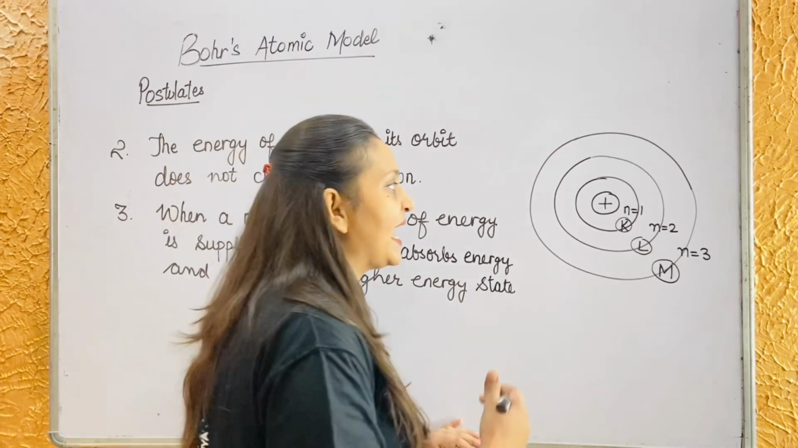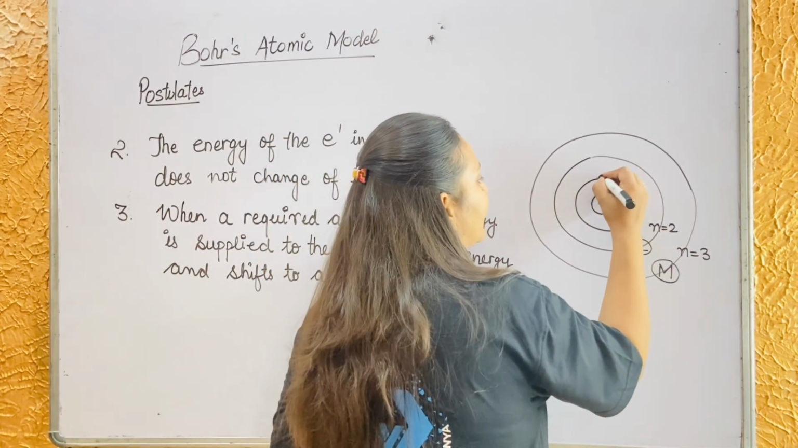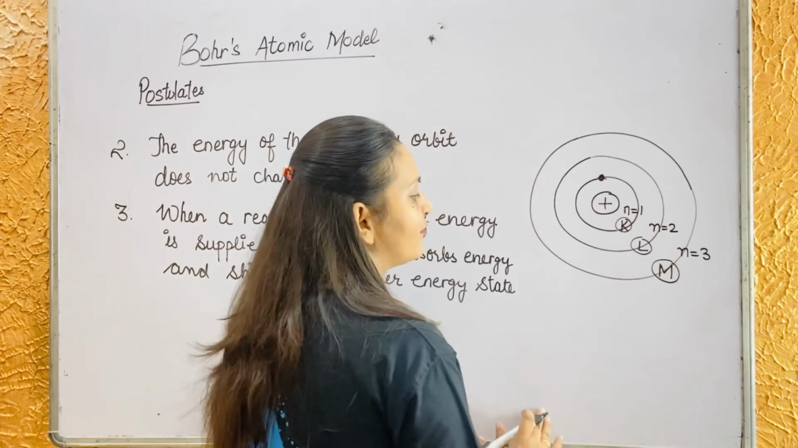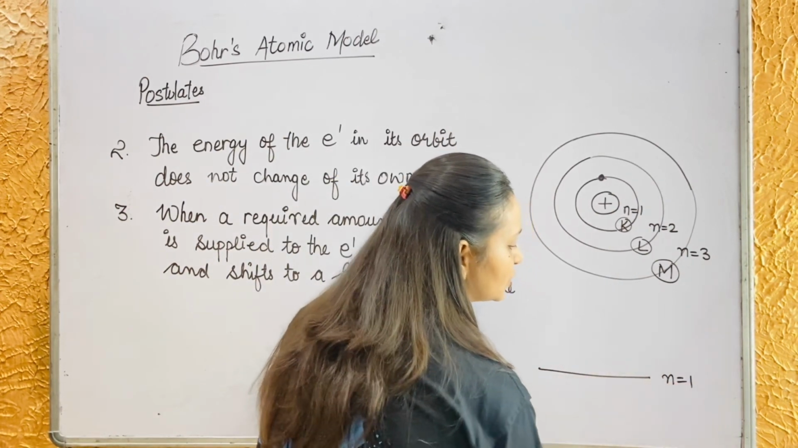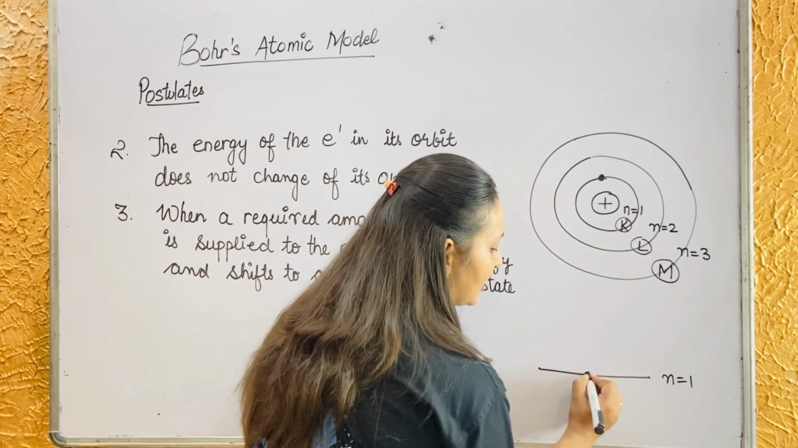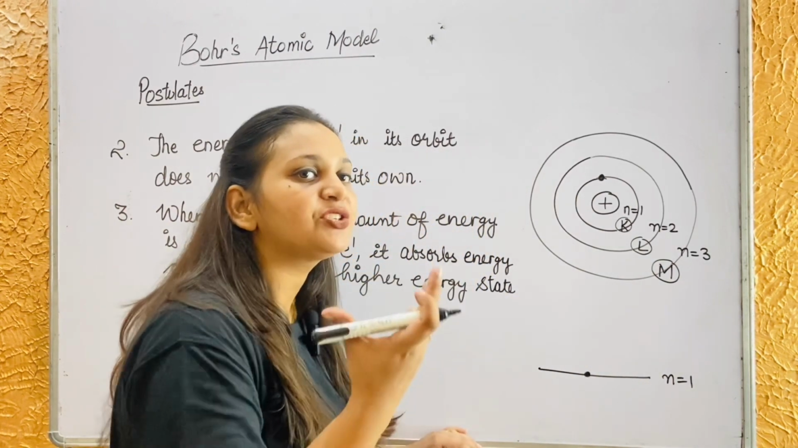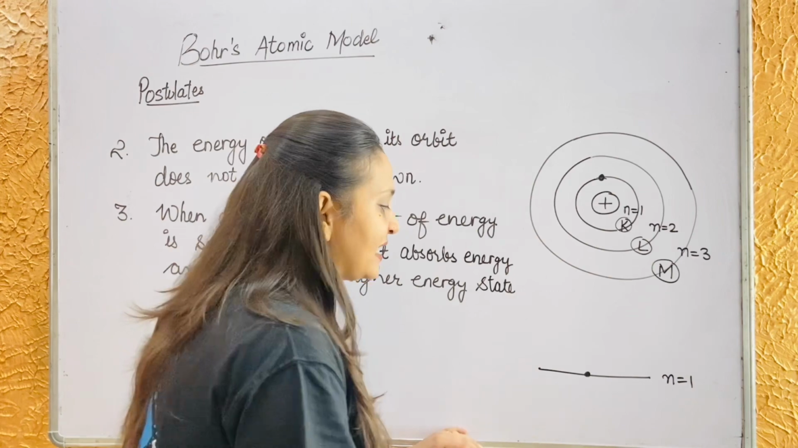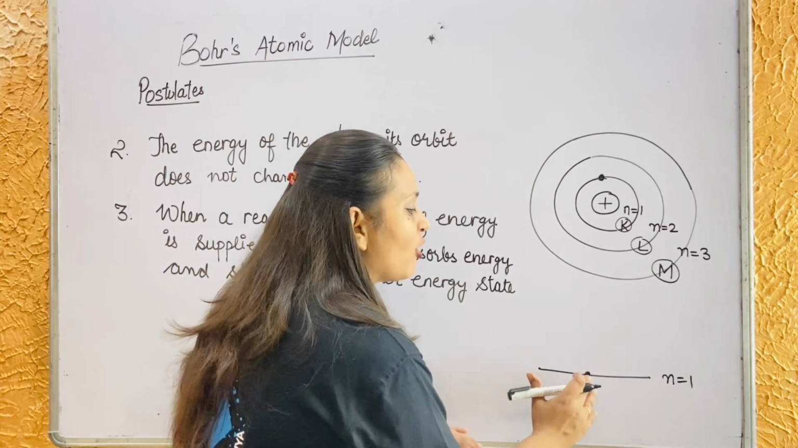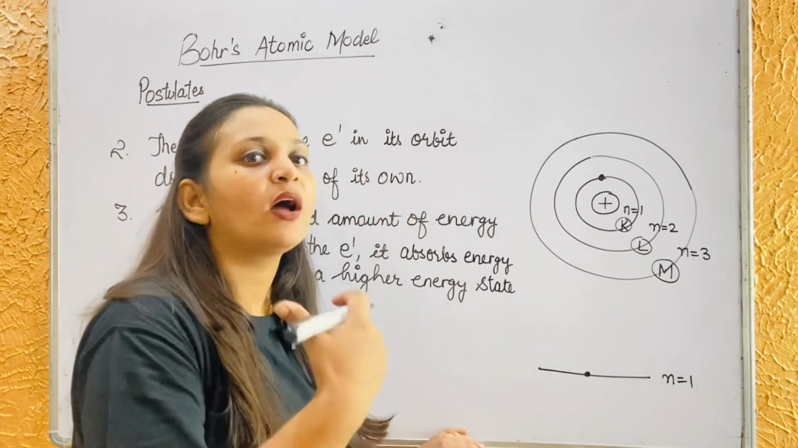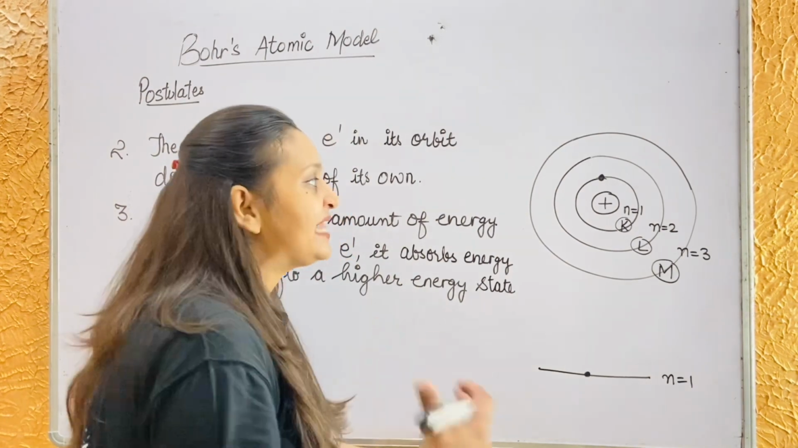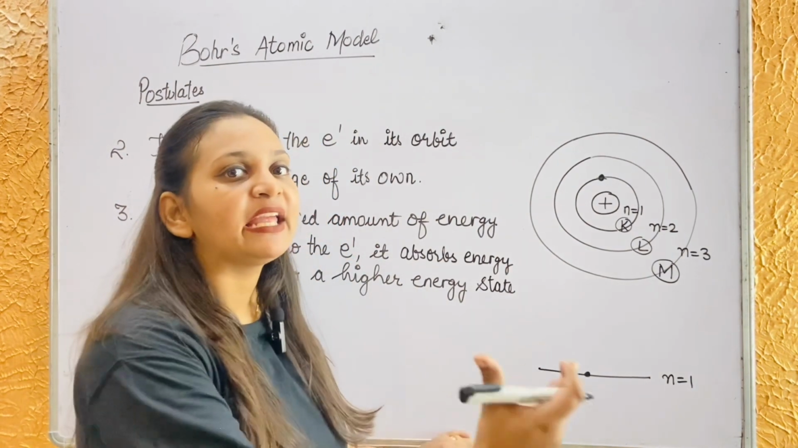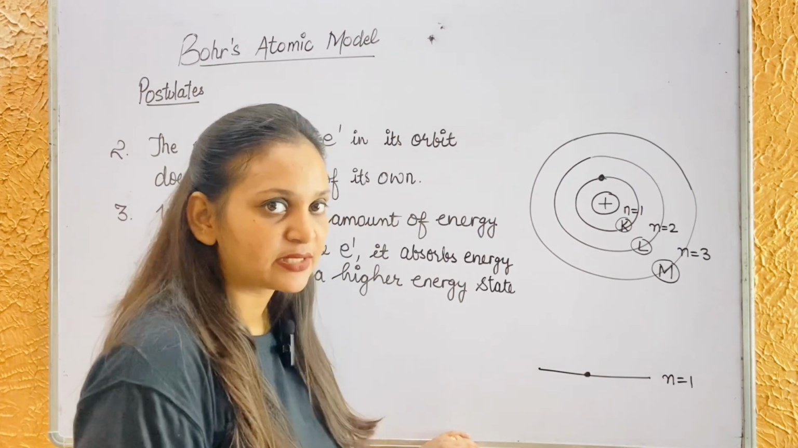It is stated that if we have an electron in energy level 1, n equals 1, and the electron is residing in the first energy state, then it will not gain or lose energy on its own. It will have a fixed amount of energy, that is, the energy of the electrons is quantized.